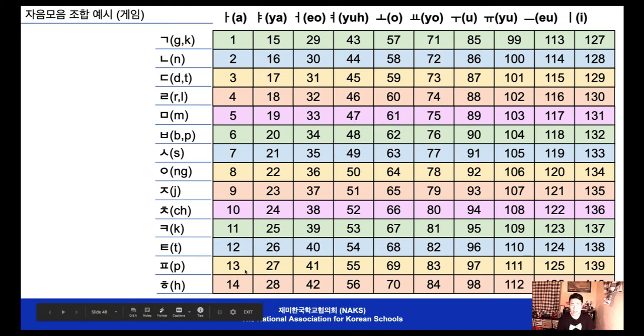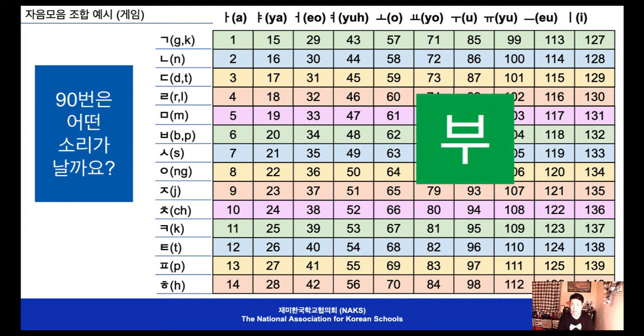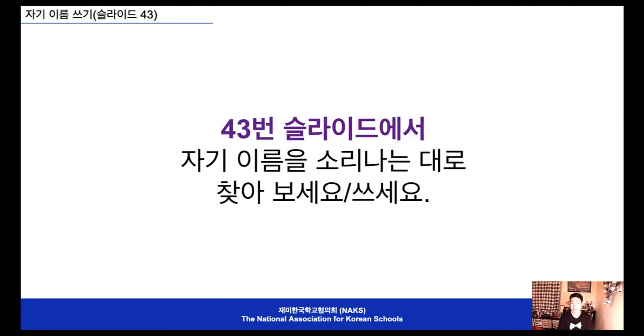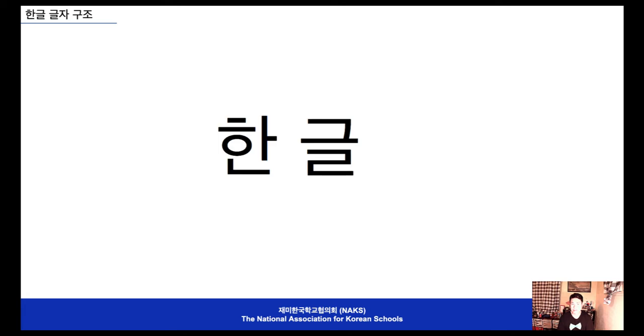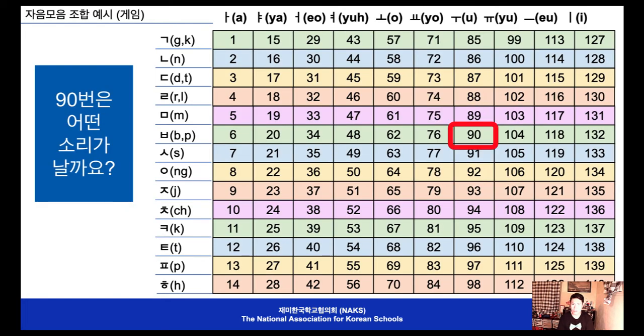Okay? For now, 90번은 어떤 소리가 날까요? 90. Would you say it? Boo. Yes, 맞습니다. It says 43번. So 43, found the 43 number. 43, where is 43? 43번.